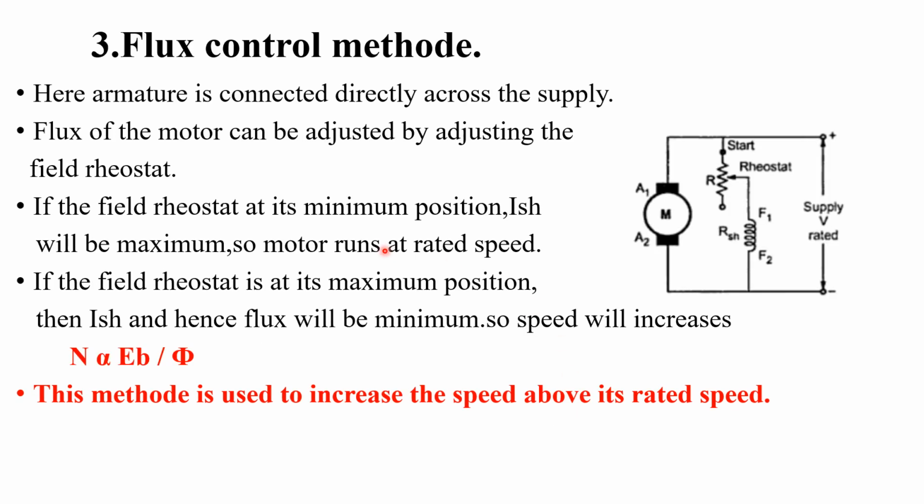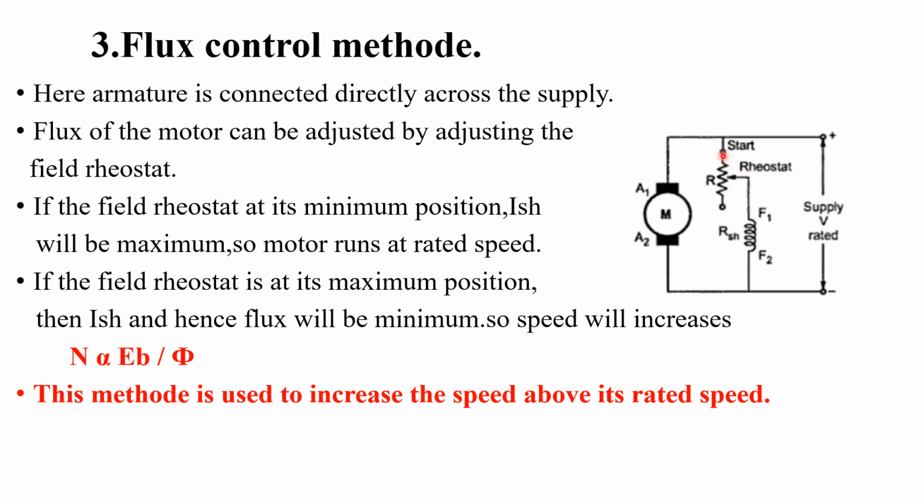The third method is the flux control method. Here we will connect a variable rheostat in series with the field. So by varying this variable rheostat, we can control the current through this field. And by controlling this field current, we can control the flux. We know that speed is inversely proportional to the flux.